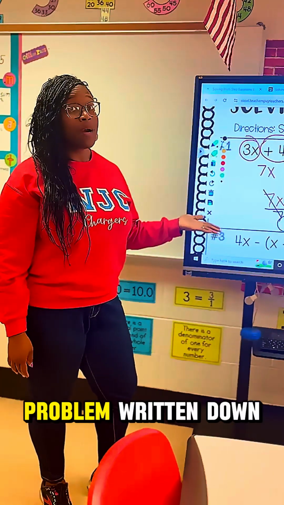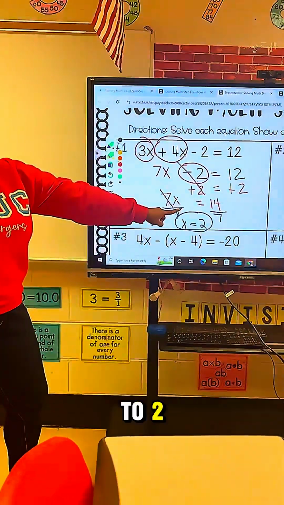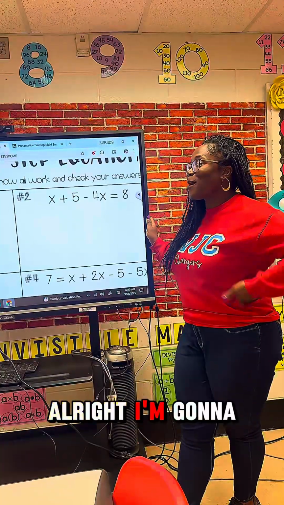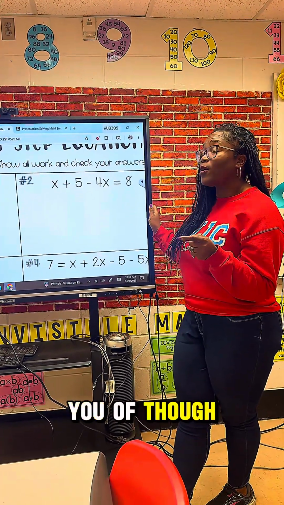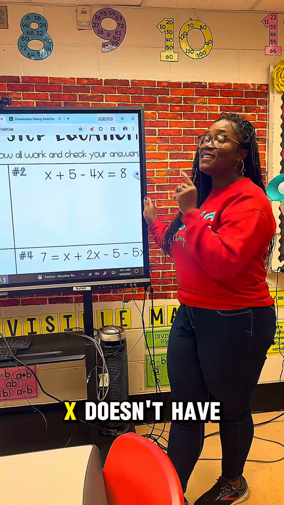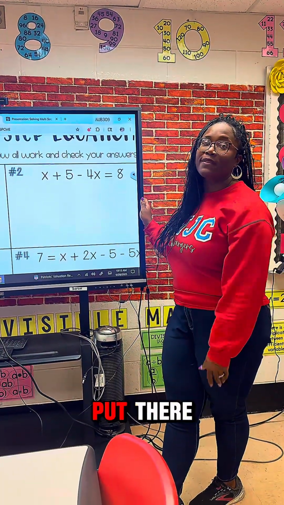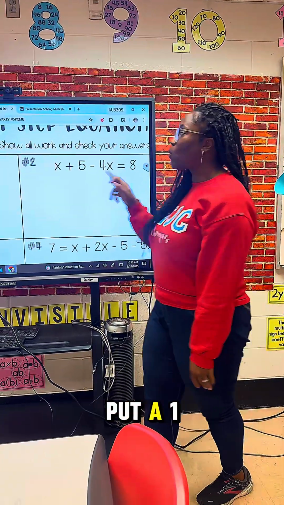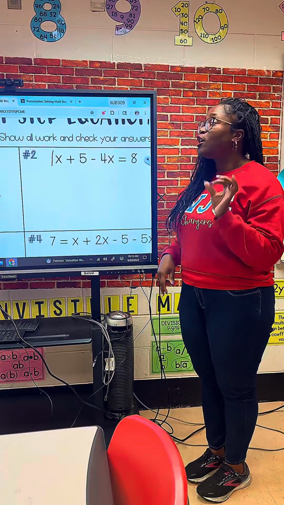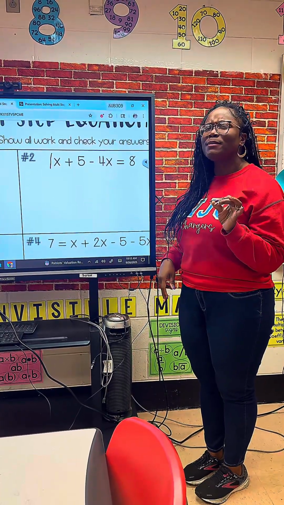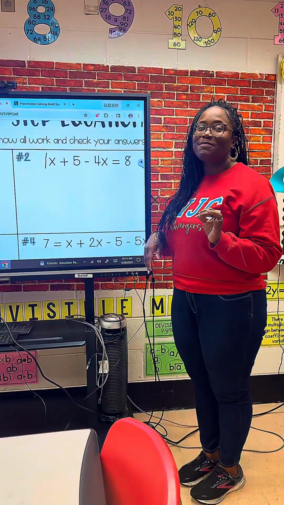So I hope you got this problem written down. This is the first one. X is equal to 2. All right, I'm going to let you do number 2 by yourself. One thing I want to remind you of, though, in this first term, x doesn't have a coefficient. And when x doesn't have a coefficient, what do we put there? You're right, we put a 1 there. So Miss Story, if you would please pause this for about 2 or 3 minutes, not that long, 2 minutes, and let's see what they got.